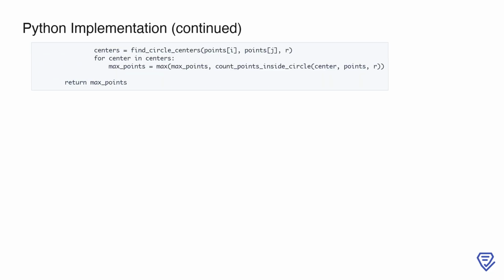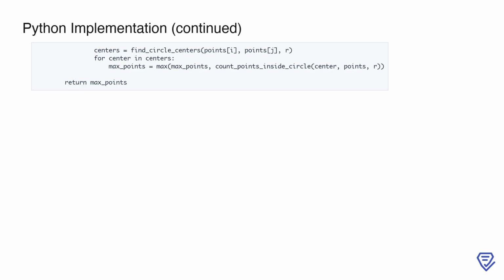Once we have the potential circle centers for a given pair of points, we iterate through each center and calculate how many points from the input list fall inside the circle defined by that center and the given radius. To do this, we use the count_points_inside_circle function. We then update the max_points variable if the count for the current circle exceeds the previously recorded maximum. This ensures that by the end of all iterations, max_points holds the highest number of darts that can fit inside any valid circle. Once all pairs of points have been evaluated, the function returns max_points as the final result.